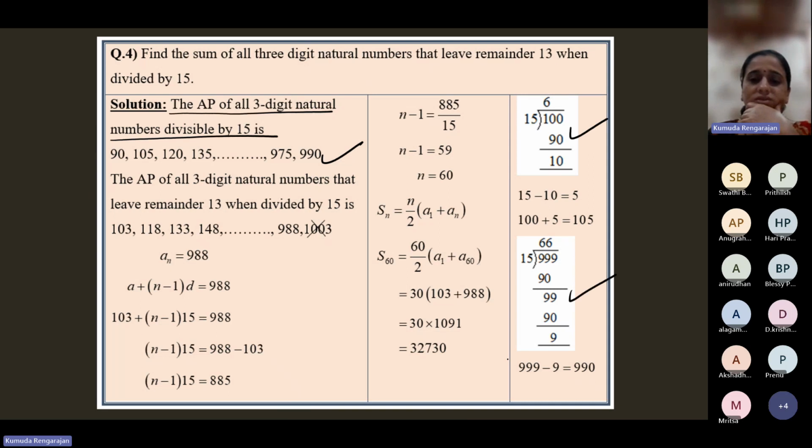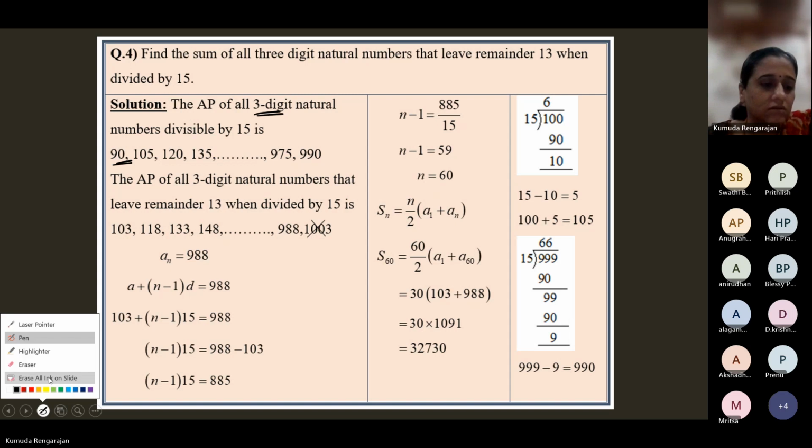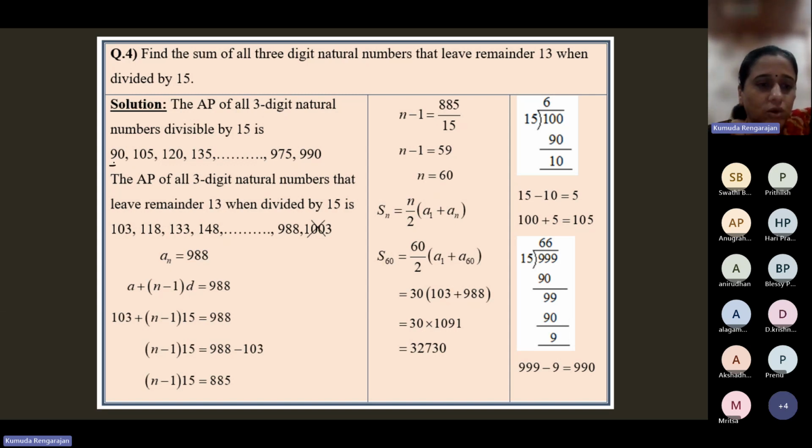Then the AP of all 3-digit natural numbers that leave remainder 13 when divided by 15, by adding 13 to all these numbers. See, now you'll be like, I explained this already. 3-digit, but 90 is not 3-digit. But I told you why we are taking 90. So to all these numbers, you add 13, add 13, add 13. And that's how you get this.